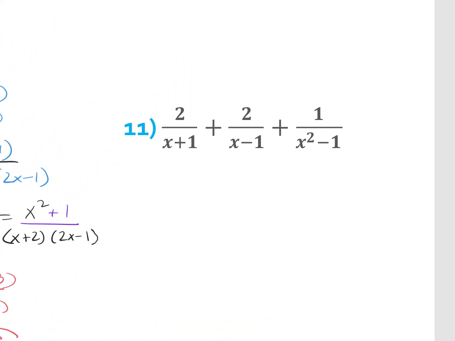So again, factor the denominator first. This last fraction, this will factor into x plus 1, x minus 1. So that last fraction is set. That is your common denominator. The other two are missing. So let me go ahead and rewrite this and space it out a little. So x plus 1, I'm going to leave a little gap here.